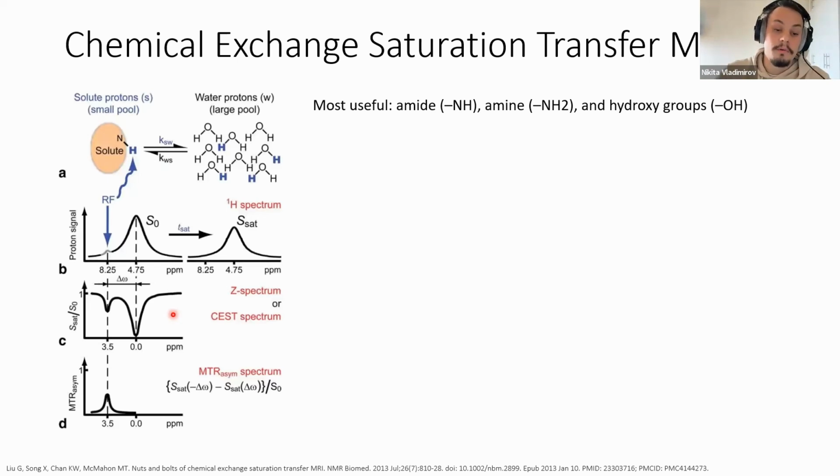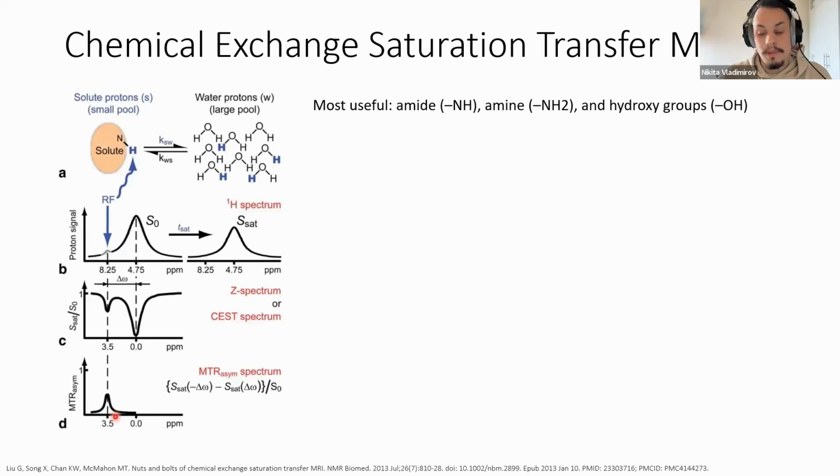After that, you can also see that this spectrum, called the Z-spectrum or CEST spectrum, is symmetrical. So to obtain the pure signal of our pool of interest, we can just subtract the right part from the left part, and we will get the thing called MTR asymmetry, which is magnetization transfer ratio asymmetry.